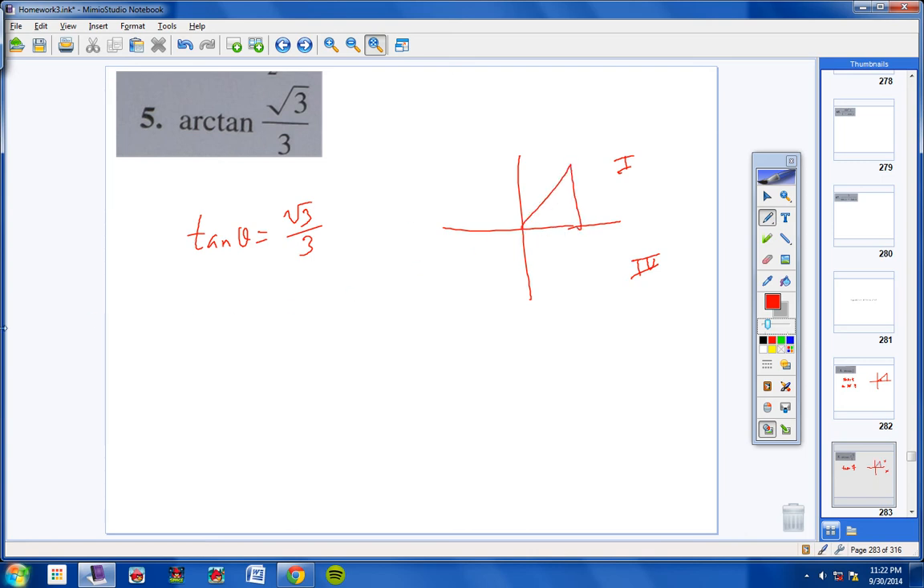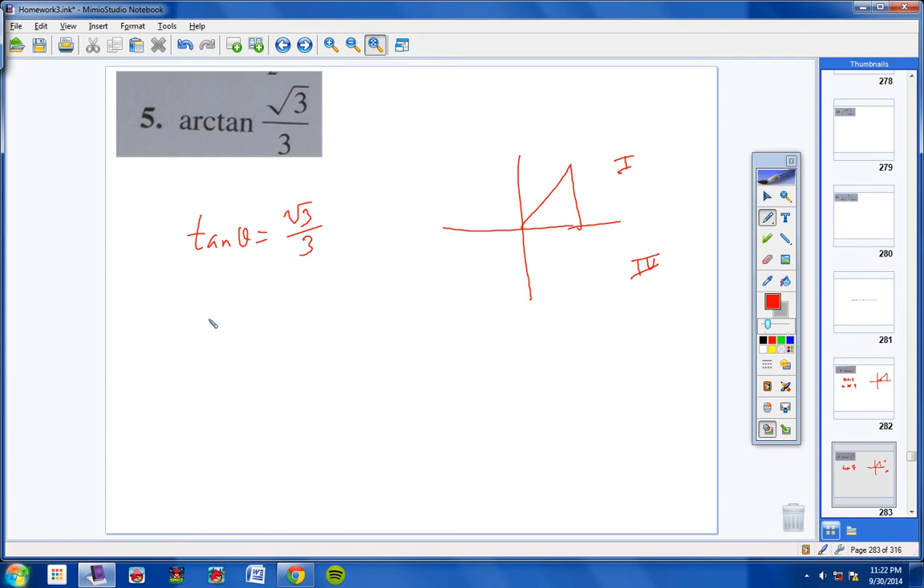And so let's see here. We've got to look at our table that we have, or you can also think of drawing a 30, 60, 90 triangle, and using that to help you figure out what angle, when you take the tangent of it, gives you square root of 3 over 3. And what you should end up with is 30 degrees also for this.